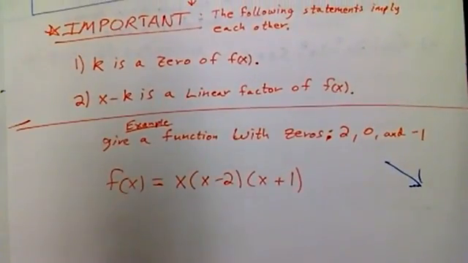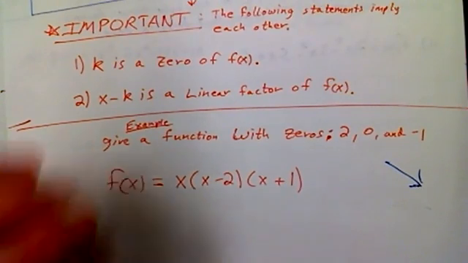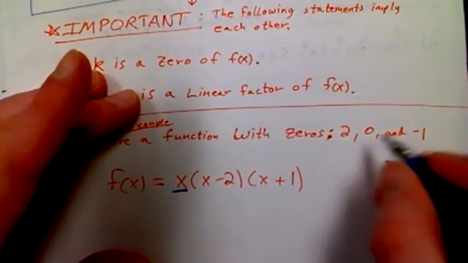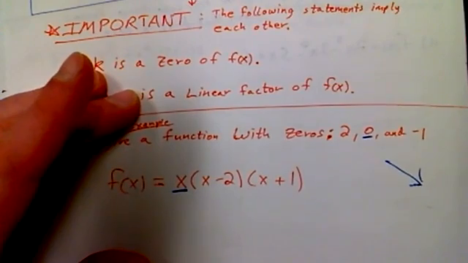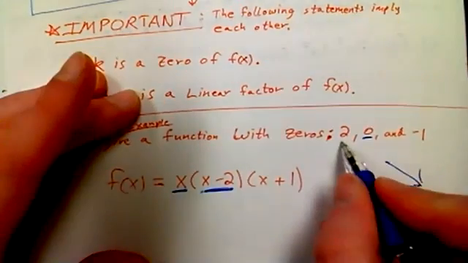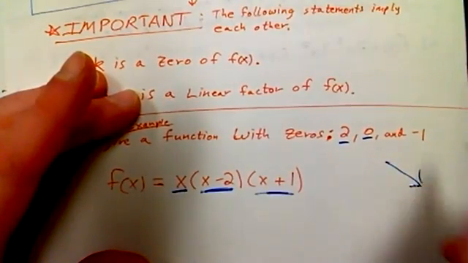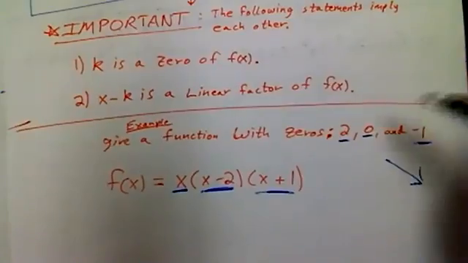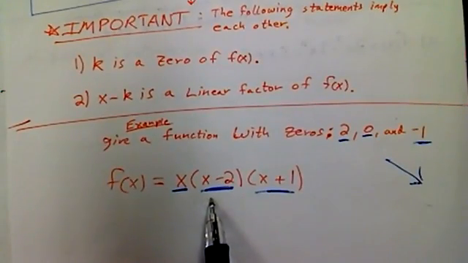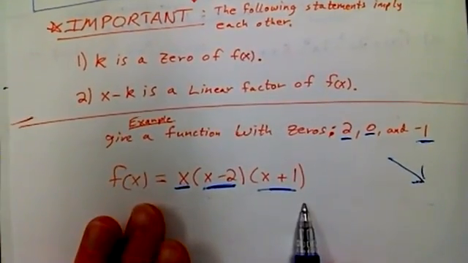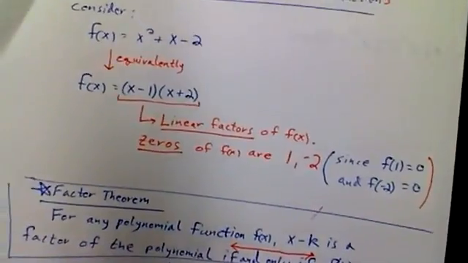Can you see how I found those? Right here, this corresponds to this one, corresponds to this 0, and this one corresponds to this 0. So if I have the zeros, I can find the linear factors. If I'm given this in the first case, I can write down the zeros. Okay. So with that idea, let's move on.